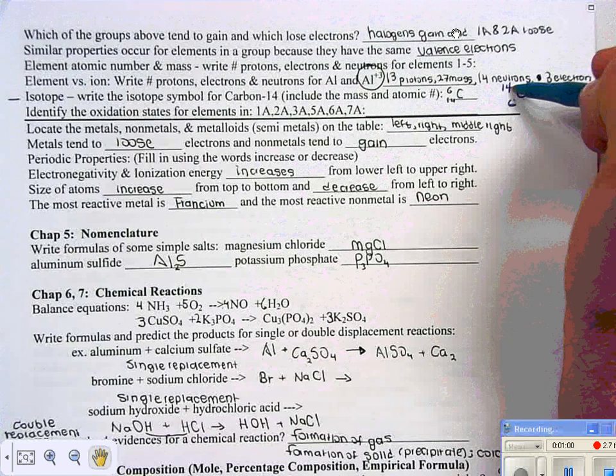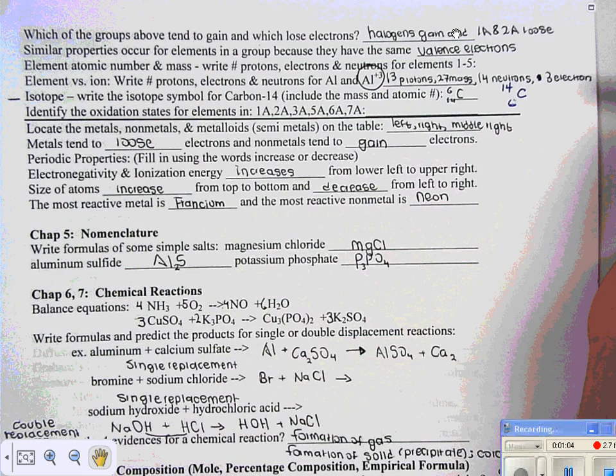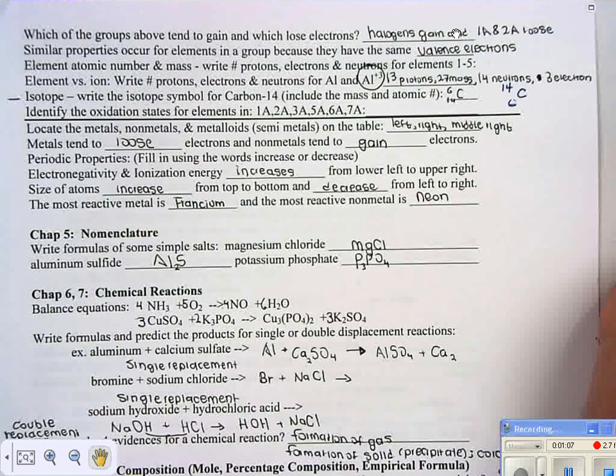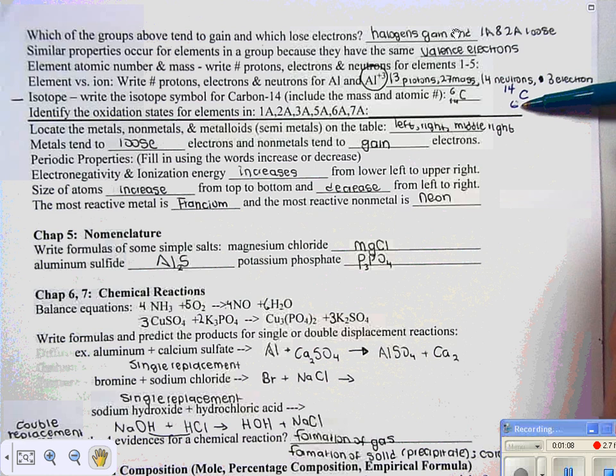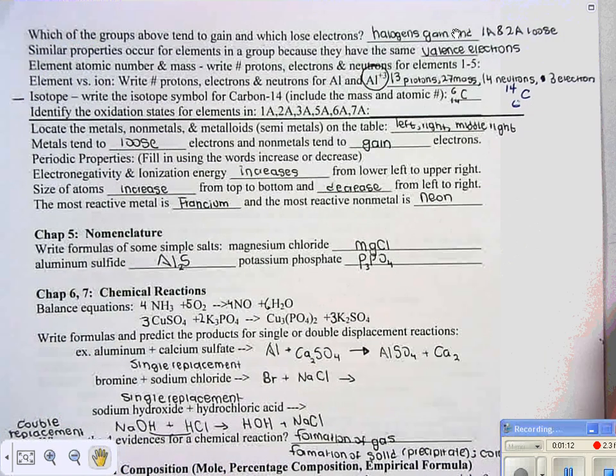Okay, so if you wanted to know how many neutrons you had, what do you think you're going to do? Yeah, because the atomic number is the protons. So we subtract 6 from 14, 8, right? So that's our neutrons.